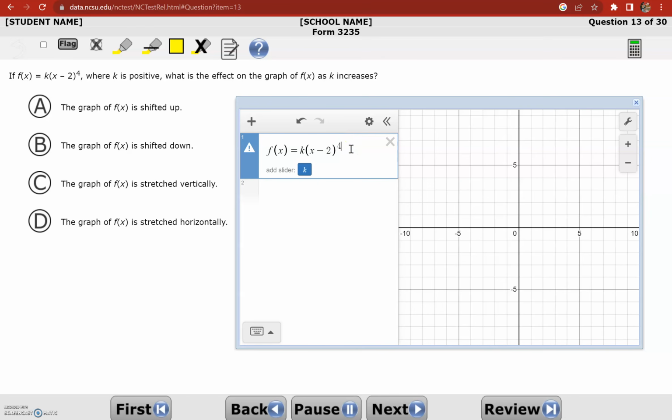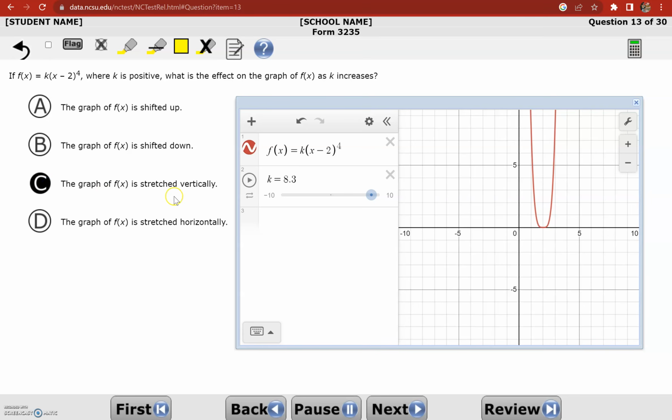So I graph the function f of x. I can add this slider, and it says, what is the effect on the graph as k increases? So I look at the graph now. As k gets bigger, I notice that the graph is stretching vertically. Imagine holding your arms up and then stretching them up vertically. As you stretch, they're getting closer and closer together, just like this graph. So that is a vertical stretch.